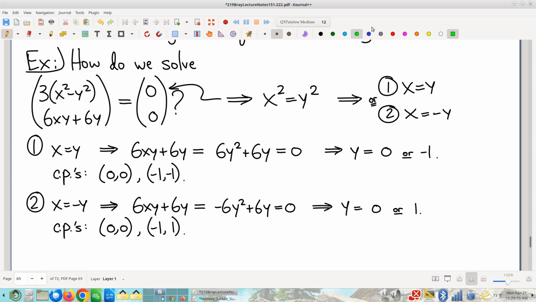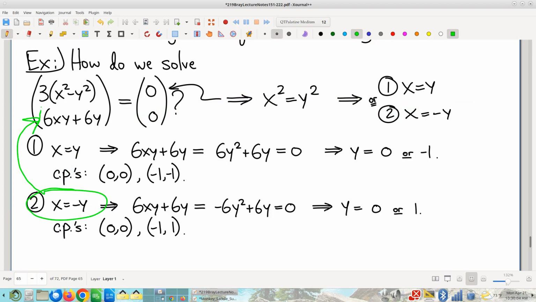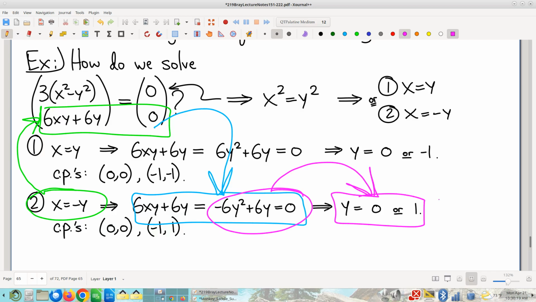But let's consider the second case now. Again, just as possible, right? If x is equal to negative y, you take that and plug it into here and see what that turns into. That then turns into a slightly different equation. And when you solve this slightly different equation, you get, notice, different values of y. At least one of them is a different value of y that you would have missed otherwise.